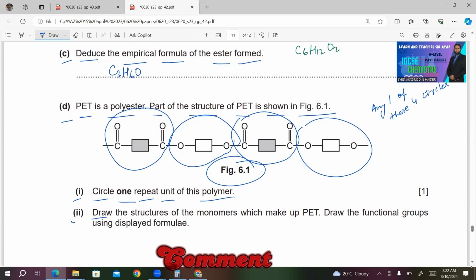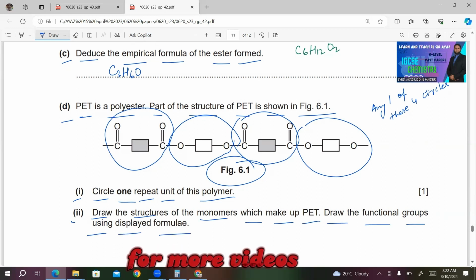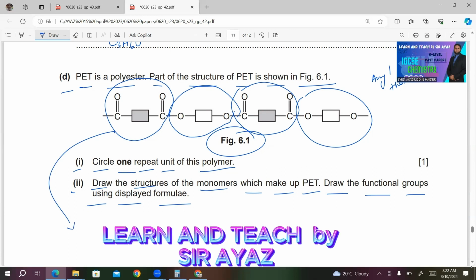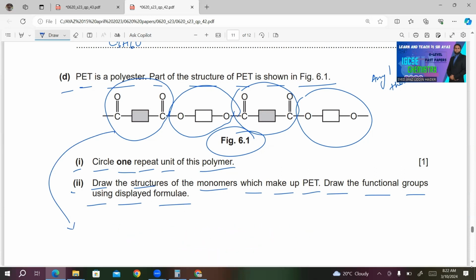Number 2, draw the structures of the monomers which make up PET. Draw the functional groups using displayed formula. So we'll go in the reverse direction in order to draw the monomers for this PET. So for this one, we will need to attach OH on the adjacent end. So we will get this C double bond O, C double bond O, simply attach OH. This will be the one functional group.